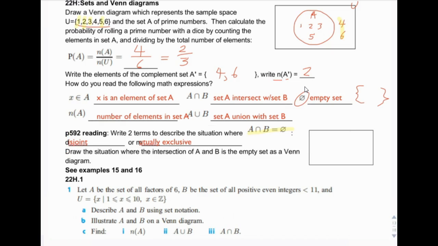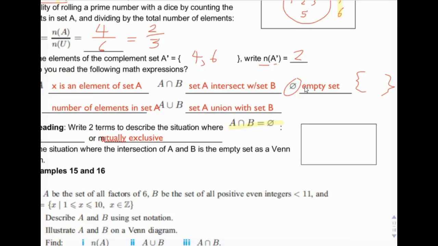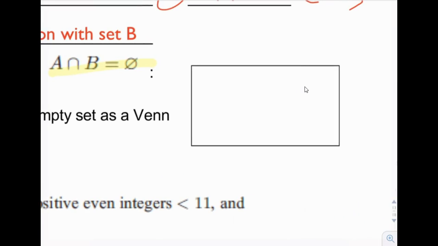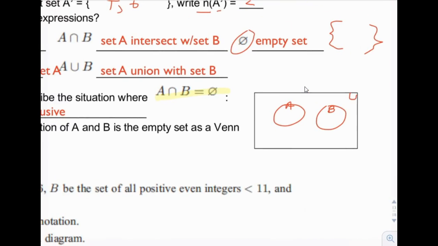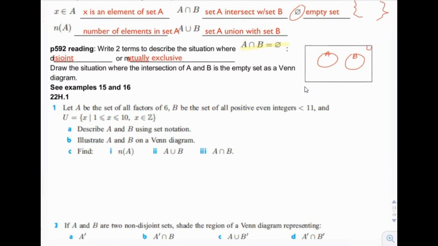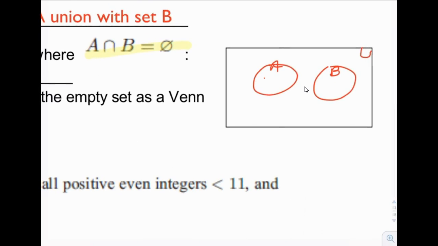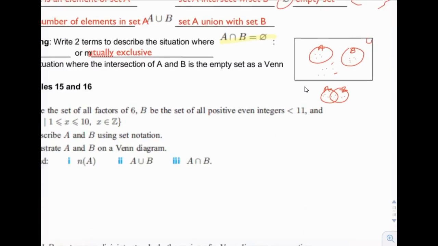Draw the situation where the intersection of A and B is the empty set as a Venn diagram. This is easy. You have a set A, and you have a set B, and there is no overlap. So it's very clear in a Venn diagram when you have disjoint or mutually exclusive sets. Of course, you have elements inside A, elements inside B, elements outside A and B, but no elements common between A and B. If they are not disjoint, you would see an intersection between A and B, with some elements between A and B. Okay? All right.